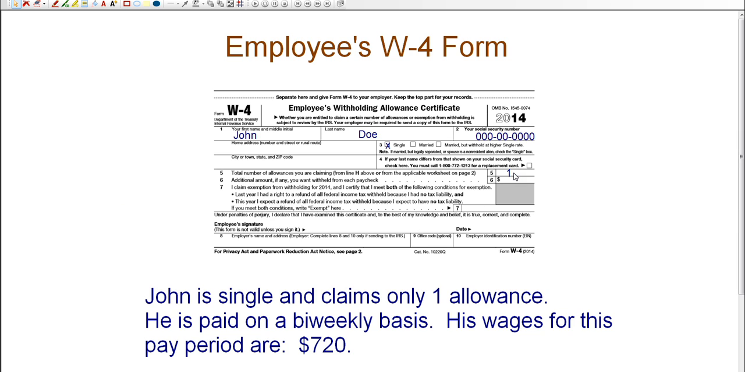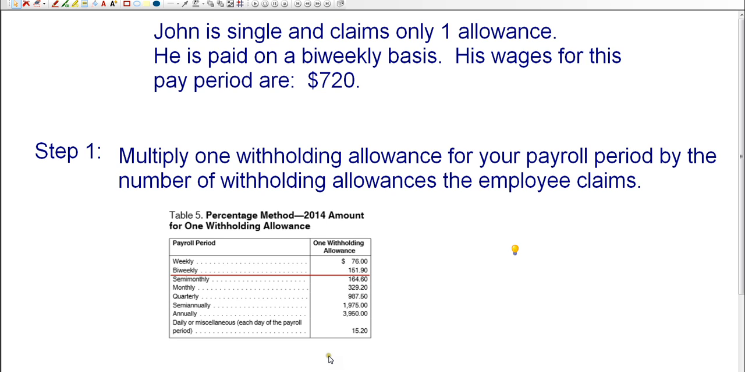Remember that this information is filled out by the employee, so this is the information that you must use when calculating their withholding tax. John is paid on a biweekly basis, which means that he's paid every other week, and his wages for this pay period are $720. So this is the information that we need to use in order to make the calculation. Now this calculation is a little more complicated, so please follow along with me.